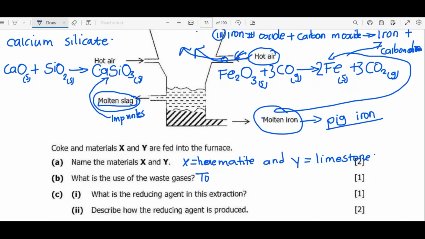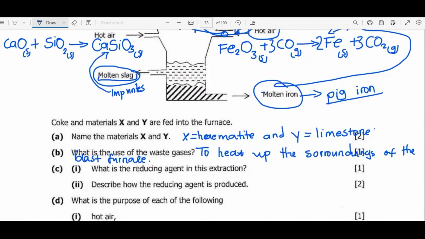So say, to heat up the surroundings of the blast furnace, or to heat up the air, which is to heat up the oxygen that is about to enter the blast furnace.